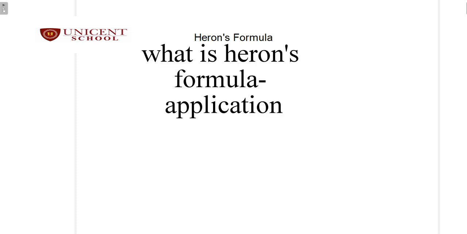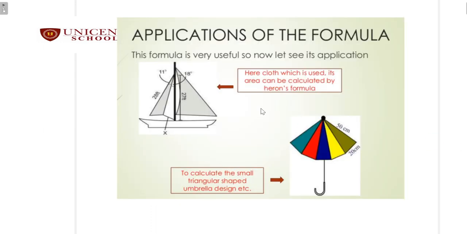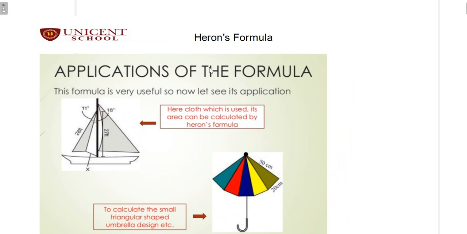Now let us know the application of Heron's formula. Before that, let us learn Heron's formula first. Heron's formula is given by the great mathematician named Heron or Hero, so we call it Hero's formula or Heron's formula. This formula is applicable to different types of triangles like scalene triangle, isosceles triangle, right isosceles triangle. So what is the formula?